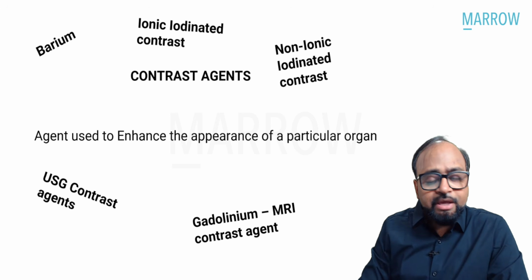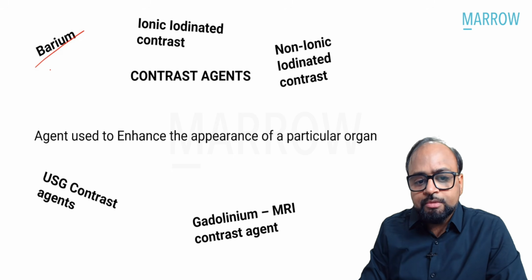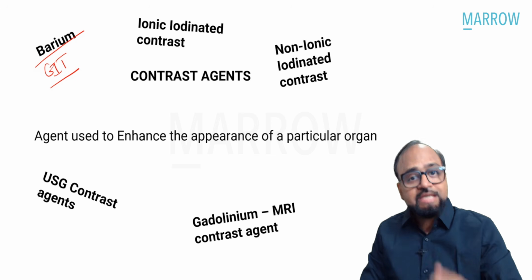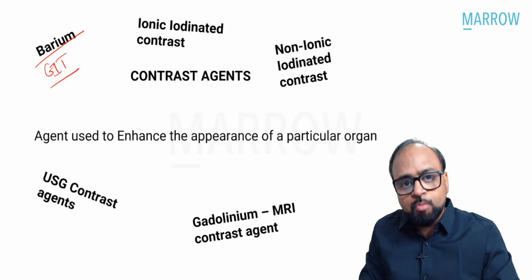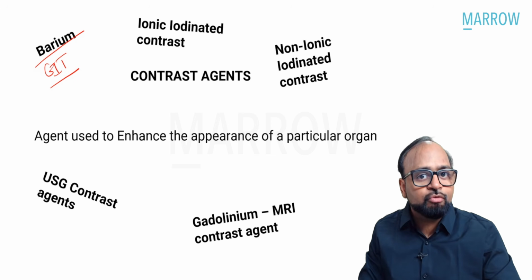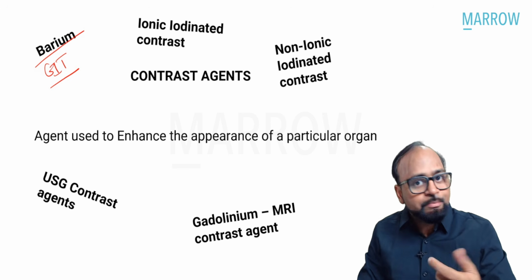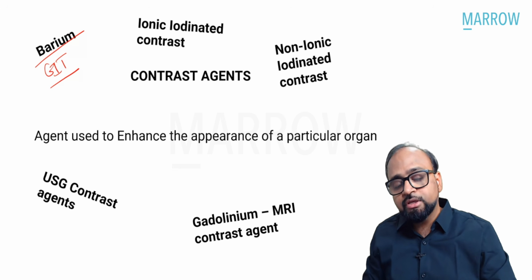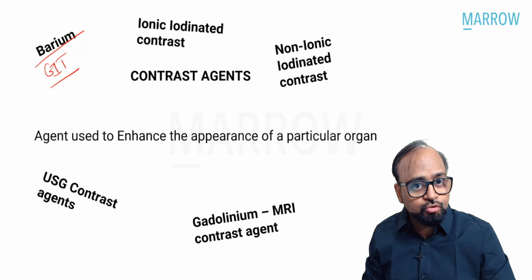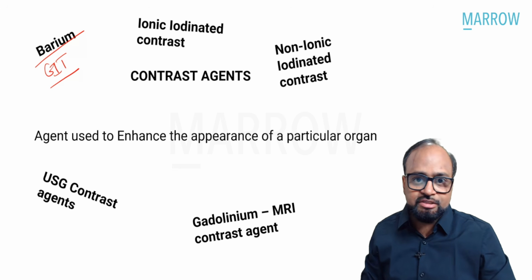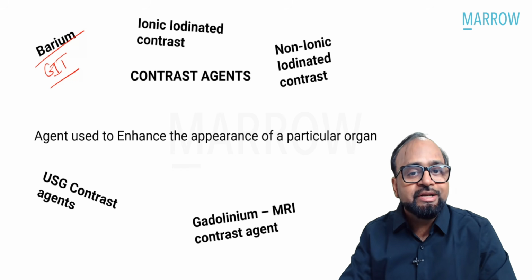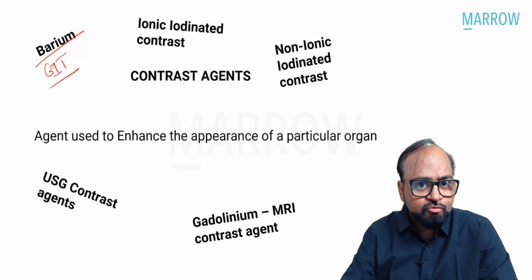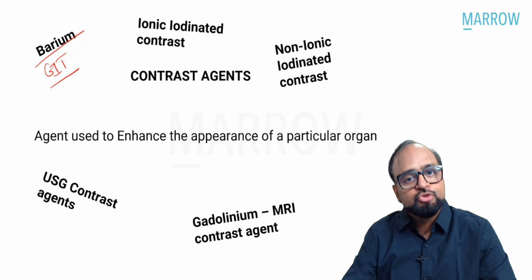Now, about barium: barium we all know is used for GIT tract studies. It is administered orally and it remains within the lumen of the bowel. Barium is used for barium swallow, barium meal follow through, and barium enema. It stays in the lumen of the bowel and shows the mucosal and luminal details. There is no question of barium being nephrotoxic because it is simply not absorbed from the lumen of the bowel.